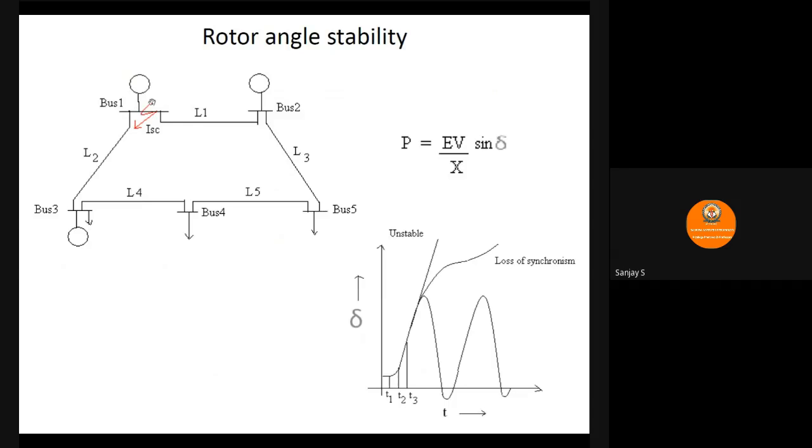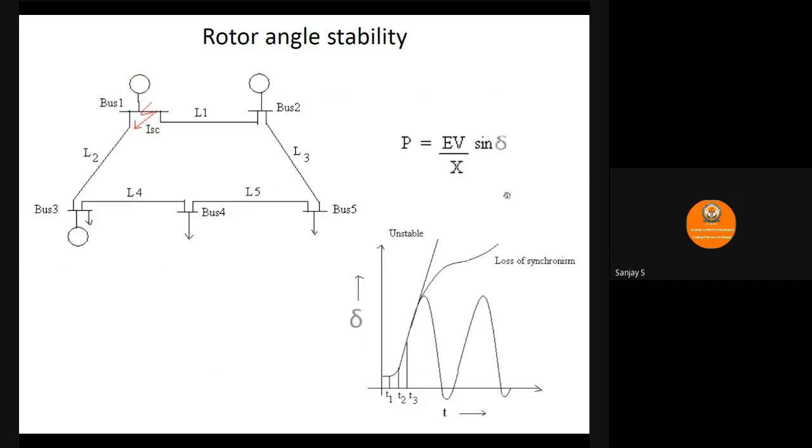So voltage at bus 1 will now become 0 because of the short circuit. Once the voltage becomes 0, let us consider an equation here which relates the voltage and power. On the right side you can see P is equal to EV by X sine delta. Let us later see what this delta is. Why we are using this formula, we'll see that later.